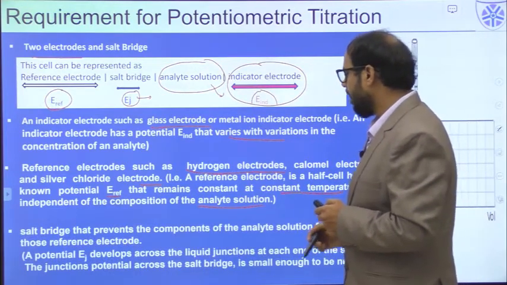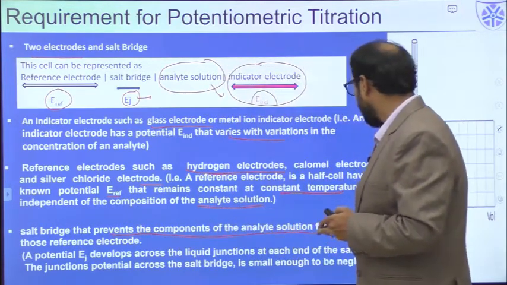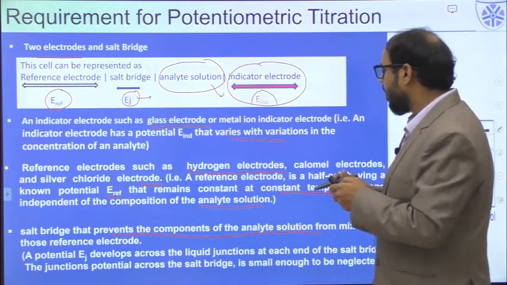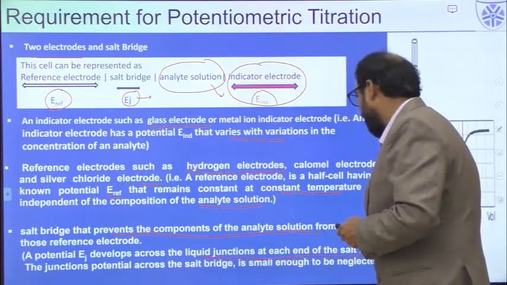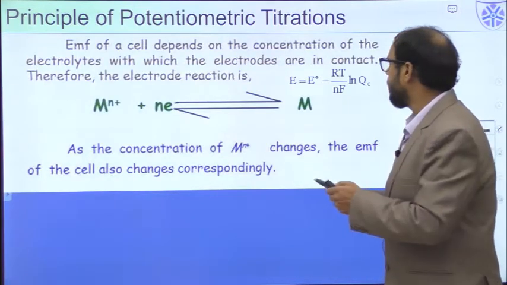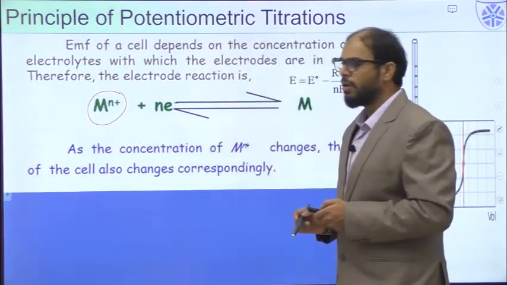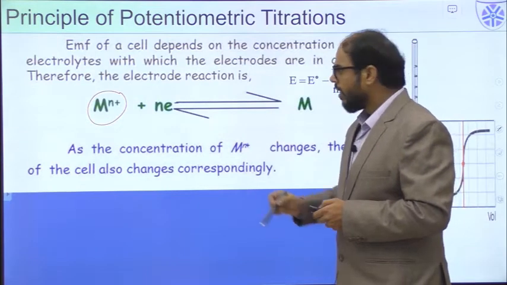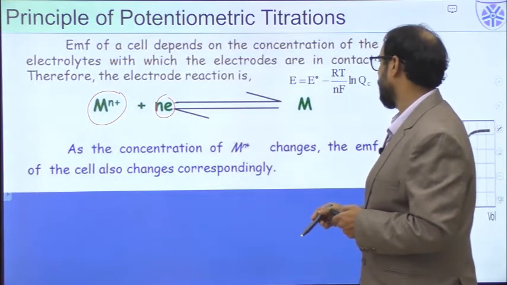And finally, we should note that the salt bridge prevents the components of the analyte solution from mixing with the reference electrode. This will develop a junction potential across the junctions at each end of the salt bridge. And what is the principle of this potentiometric titration? We know that the analyte contains some ions with a known concentration, and as we keep on adding the titrant, the concentration of the ions changes.